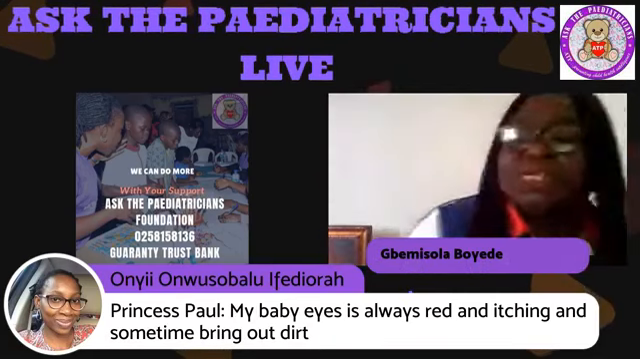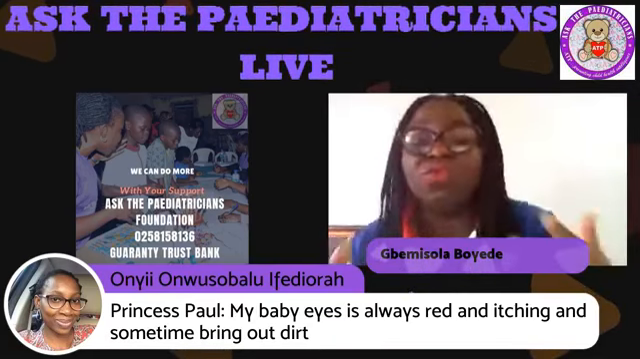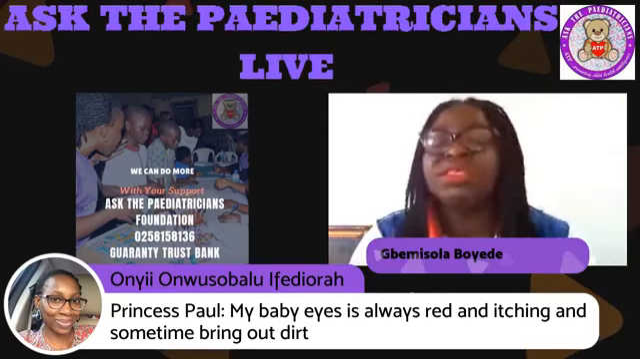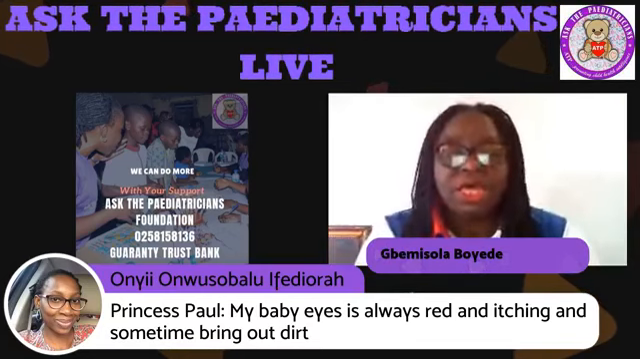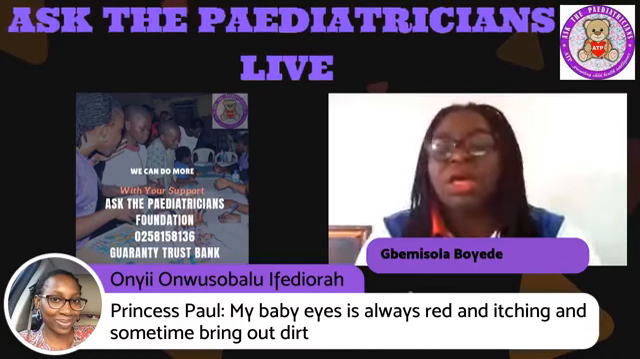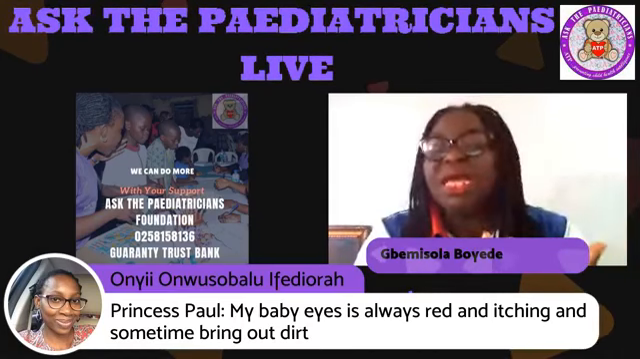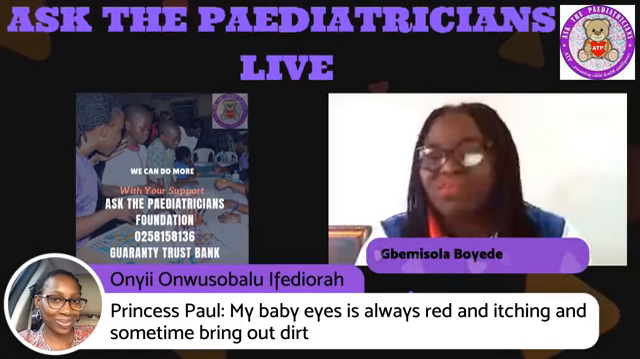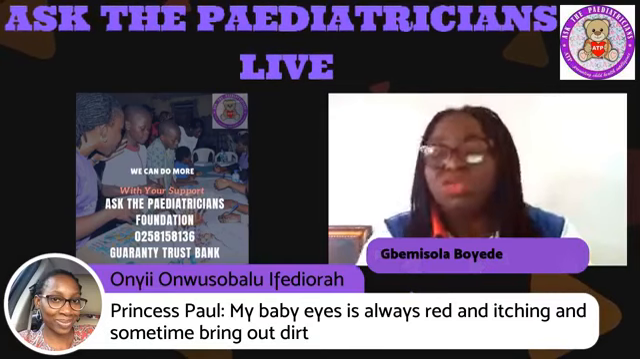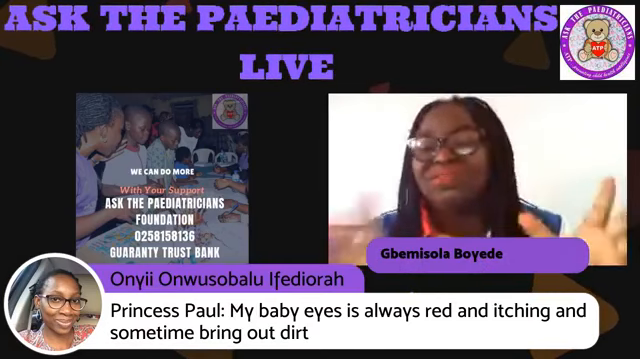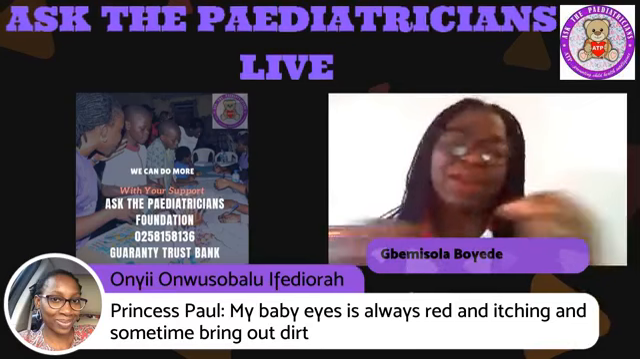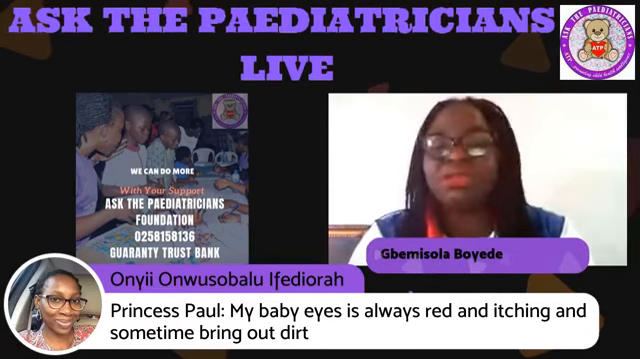There are many things that could make a child's eyes itchy and red. It could be what we call conjunctivitis, and this conjunctivitis could be viral or bacterial, or it could also be allergic. So it's difficult to say which one your baby has because there are more questions to ask you.